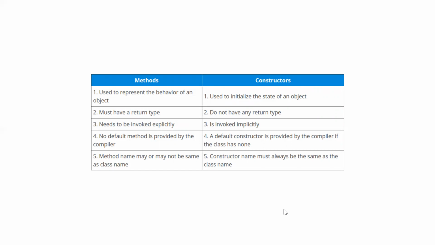And in order to call your methods, we need to create an object. By using that object reference, we call the methods, whereas a constructor is invoked implicitly. For methods, no default method is provided by the compiler, whereas for constructors, a default constructor is provided by the compiler. The method name may or may not be the same as the class name, whereas a constructor's name should be the same.